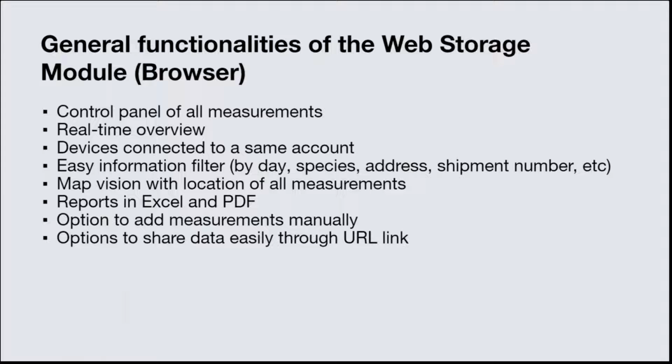For the general functionalities of the storage model, you have the control panel of all the measurements, which means that you can have a real-time overview of all the devices. It doesn't matter if you have 1, 2, 10, 20, 100 devices, they can all be connected to the same account. You can filter this information very easily. You can filter by day, according to the tree species, according to the address, the shipment numbers. So it makes the work way more organized, even when you're at home, for instance, in a home office regime, or if you are in another location.